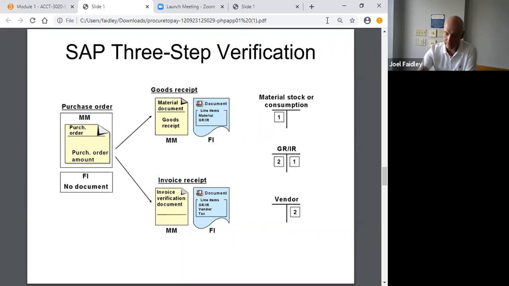Goods receipt, invoice verification. Look at the T accounts that they've got here. Material stock or consumption, meaning that's either an asset, or consumption is expense, debit. Transaction one goes to invoice or GRIR. There's what was on that previous screen. Debit, credit, and then once the actual invoice comes in, that's two. So that's step two down here. This is step one here.